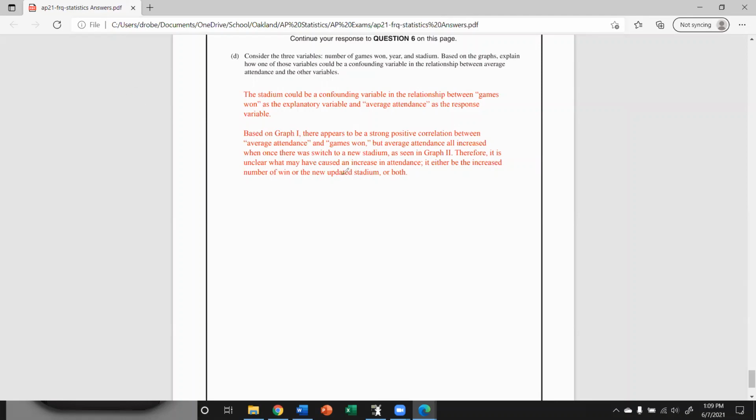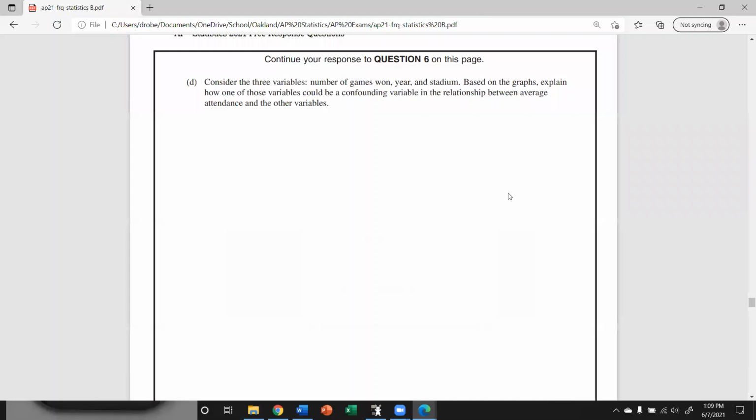But basically what they're saying is that, well, right when they switched to stadiums, it looks like they also started to win more. So did that cause them to have higher average attendance, or did the new stadium cause them to have higher attendance? So did the games won change because of the stadium and the attendance change because of the stadium? I think that's what they're going for there. I don't think they explain that well.